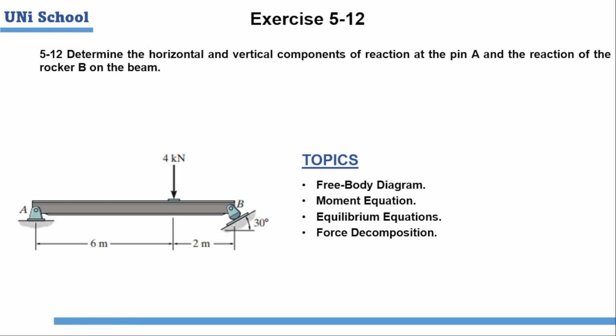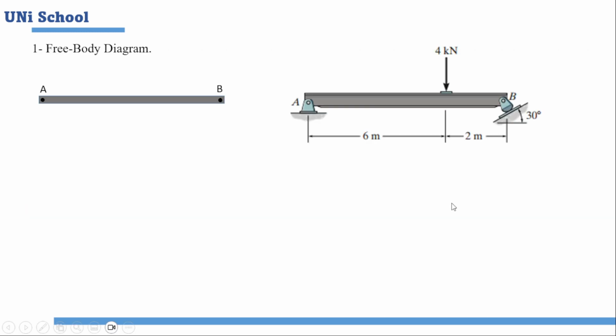Determine the horizontal and vertical components of the reaction at pin A and the reaction of the roller support B on the pin. To start, let's go to the first step, which is the free body diagram.